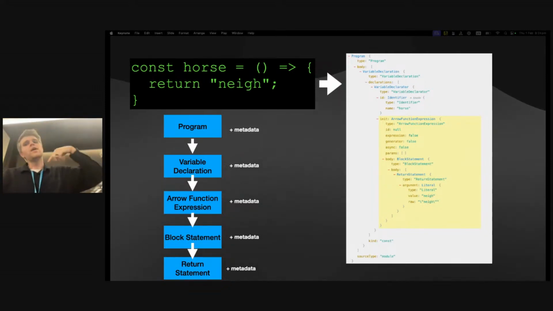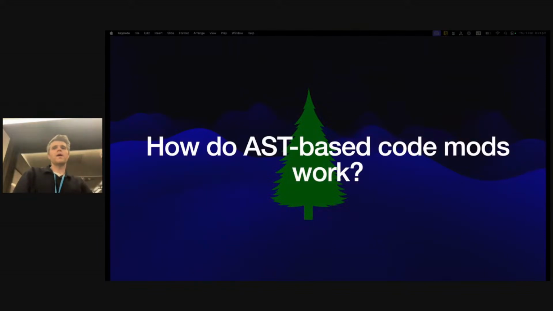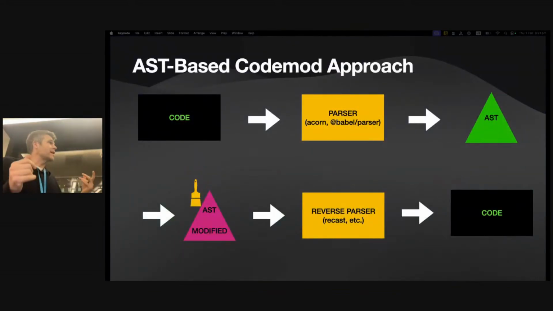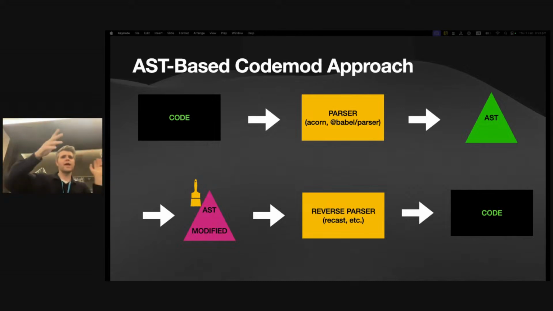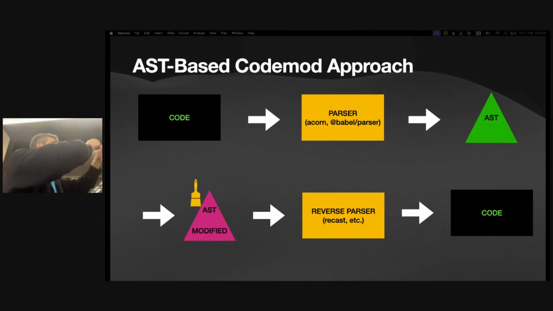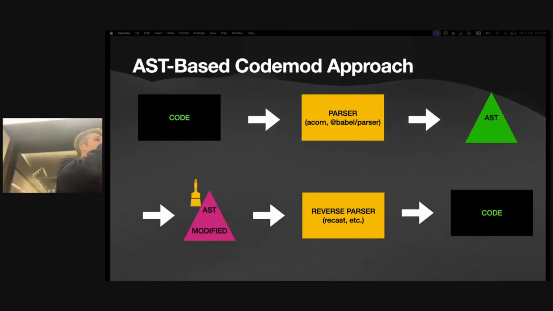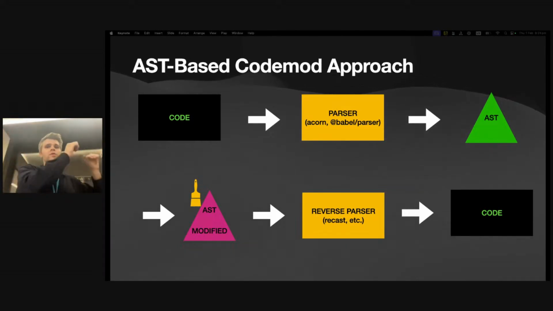And so how do AST-based code mods work? It works something like this. You have your code, and you put your code through a parser, like Acorn or the Babel parser. If you're familiar with Babel, it's a common tool. That will generate an AST. And then you usually modify the AST, maybe change one of the nodes from function declaration to arrow function or whatever. And then there's this reverse parser.